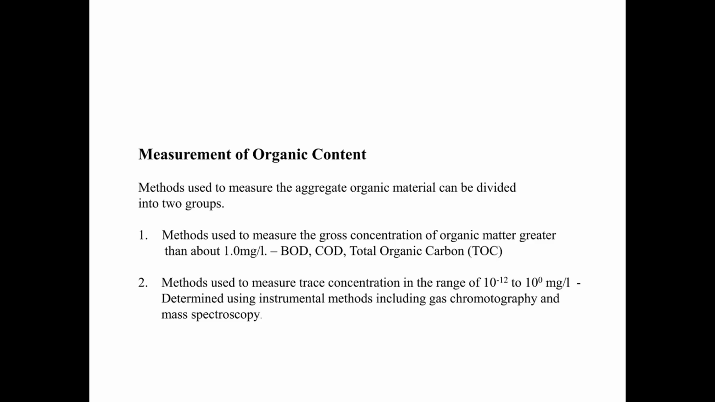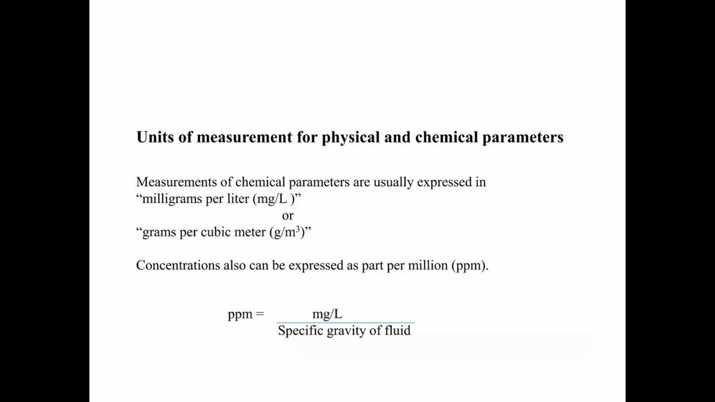The methods used are BOD and COD, which we will see in the second video. For trace organics, the concentration range is from 10 to the power minus 12 to 10 to the power 0, and you can use gas chromatography and mass spectrometry, etc. Measurement of chemical parameters is in milligrams per liter, that is mg/L, by specific gravity of the fluid.